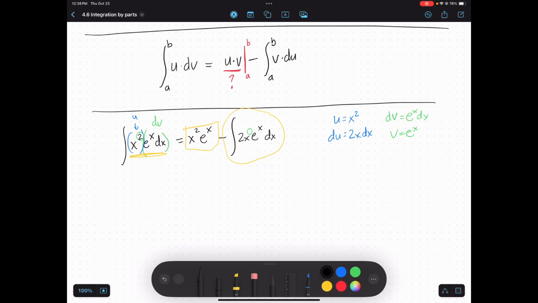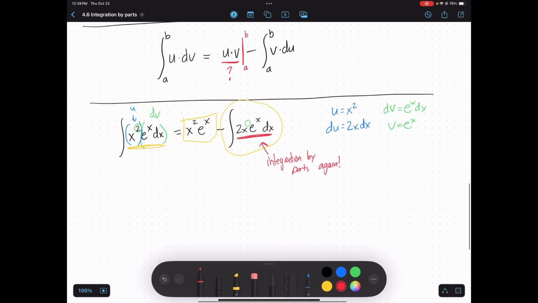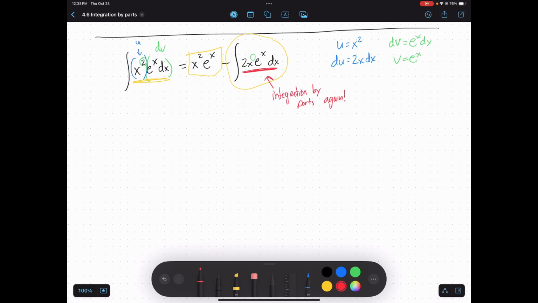So it did get simpler, but how do I integrate something like this? How do I find the antiderivative of this? I have to use integration by parts again. So there may be cases where you have to do this multiple times in order to get down to a final answer, in order for you to be done finding antiderivatives. But what's nice is I actually have a hack for how to do this in a more simple way than trying to do it all by hand. And this is called tabular integration by parts.